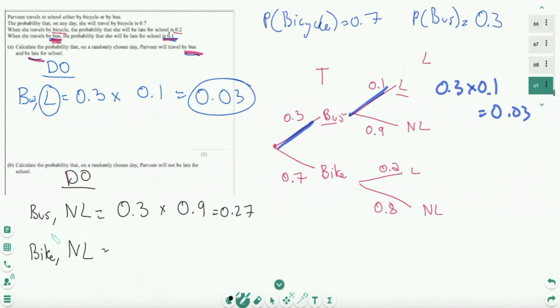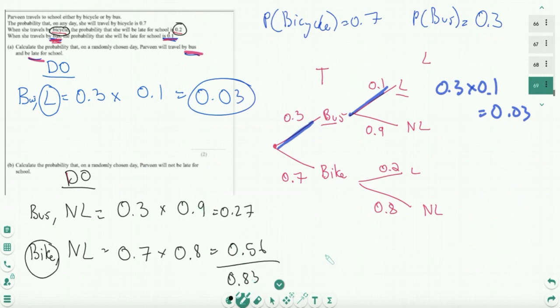Now let's do the next one. The probability that she takes a bike is 0.7. And if she takes a bike, the probability that she's late is 0.2. So the probability she's not late is 0.8. So we multiply that, it's 0.56. And you're going to add those together, 0.83.